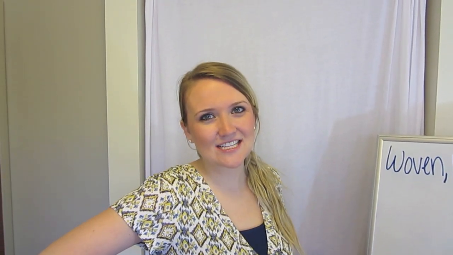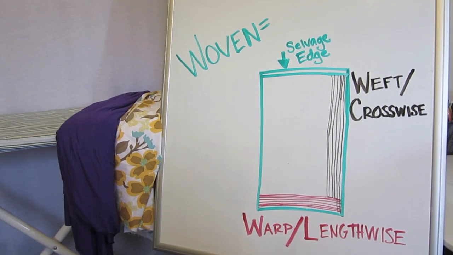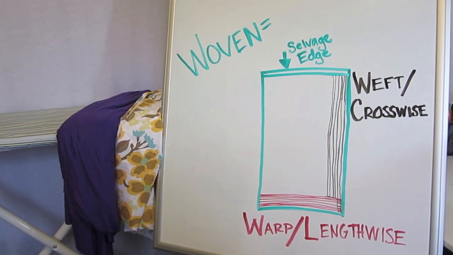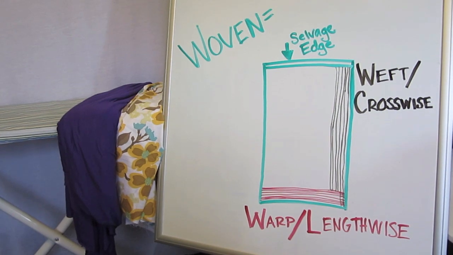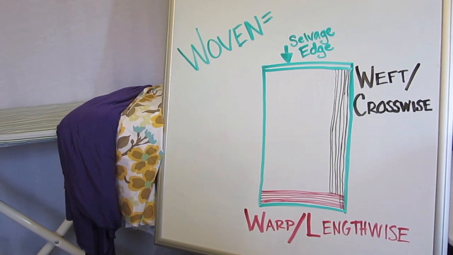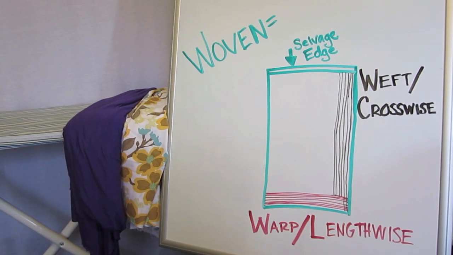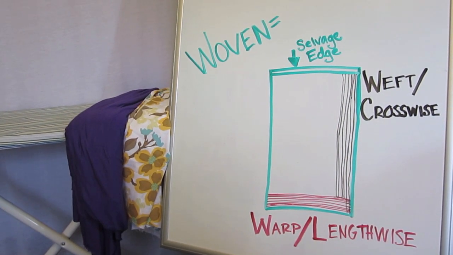Hey guys, today we're going to talk about wovens, non-wovens, and knits. A woven fabric is made up of threads being woven together on a big loom. I will be talking about where these threads are in relation to the selvage edge of the fabric, which is the part of the fabric that is usually at the top of the bolt of fabric at the store. It is usually white and has writing on it.